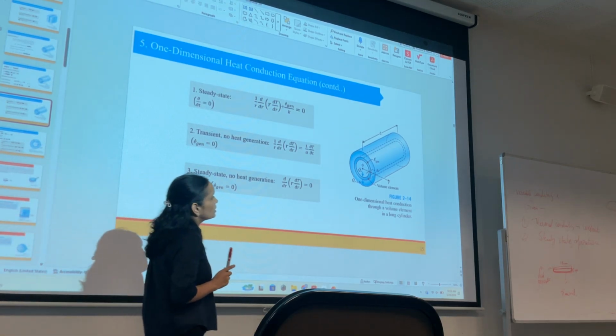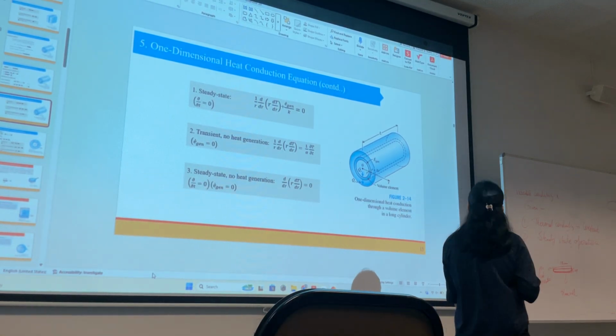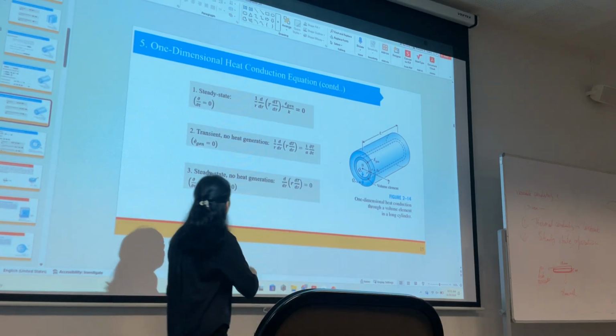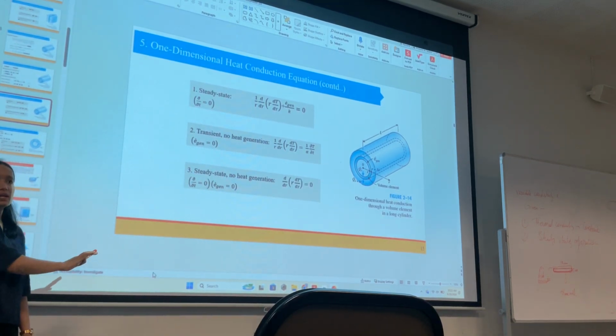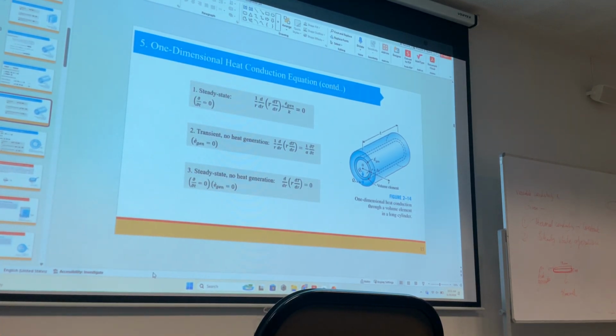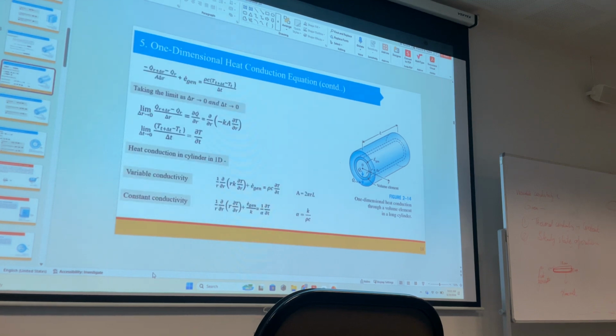Okay. Thermal conductivity is constant. All three have thermal conductivity constant, right? If the thermal conductivity was changing with temperature, we would use this variable conductivity, right?